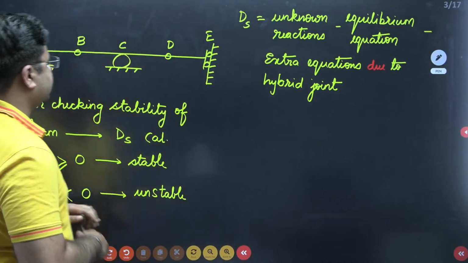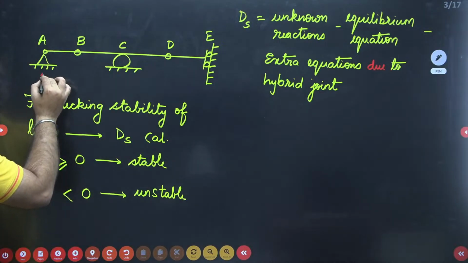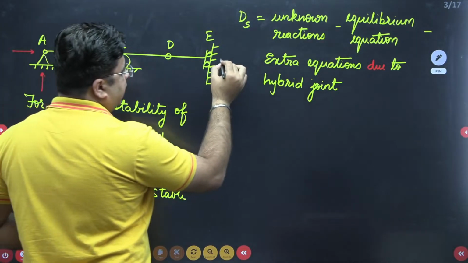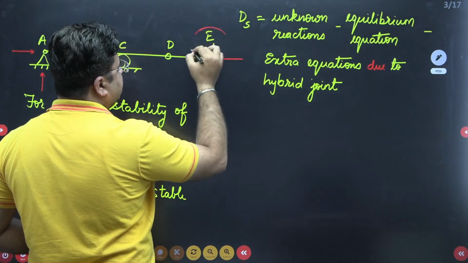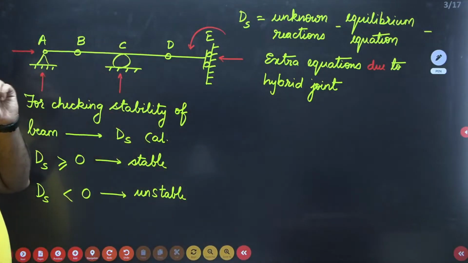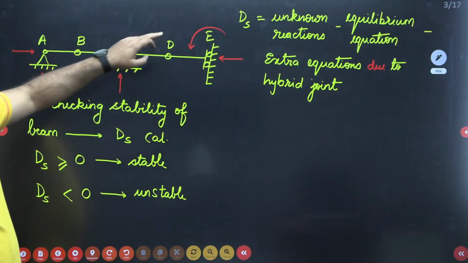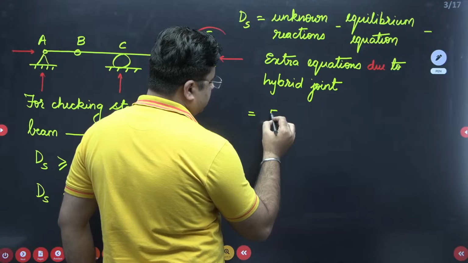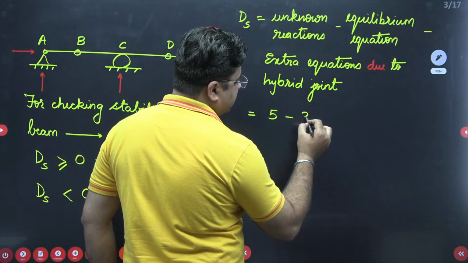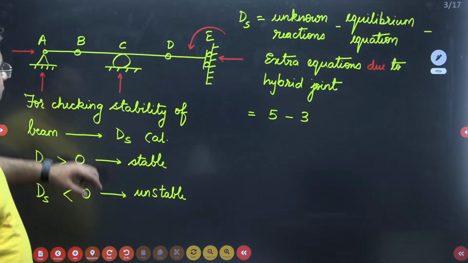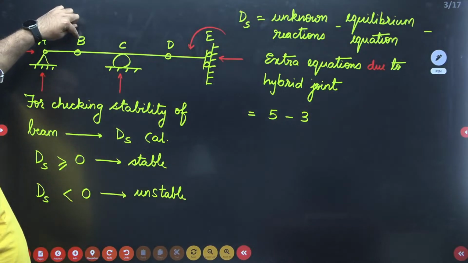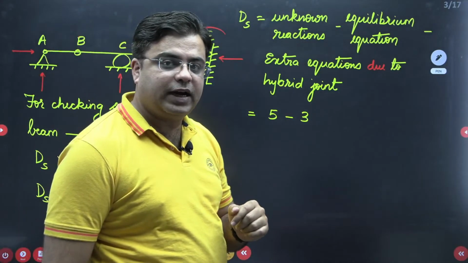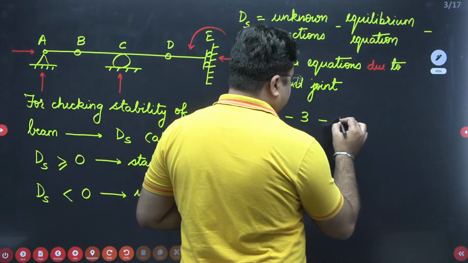Number of unknown reactions. So check on this. This is one support reaction, another support reaction like this, one support reaction here, and one support reaction and one moment like this. Okay. So the number of unknown reactions are how much? 1, 2, 3, 4 and 5. Number of unknown reactions are 5. Number of equilibrium equations are 3. Now you have to check over this, right? You have one hybrid joint here and one hybrid joint here, due to which the number of extra equations that we will get is 2. So this is 2, right?